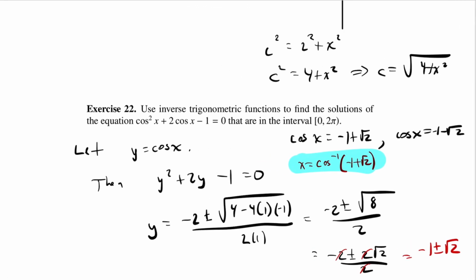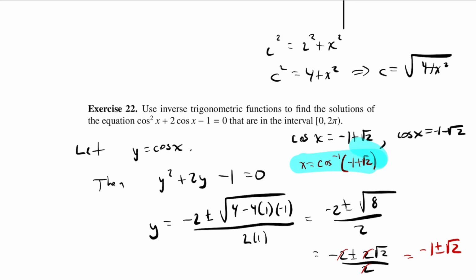Let's see if this one has a solution. If you do negative 1 minus radical 2, you're going to get negative 2.4. Remember we said that cosine can't be greater than 1 or less than negative 1, so this one is not going to have a solution. So the only solution is this one, and that concludes the section.